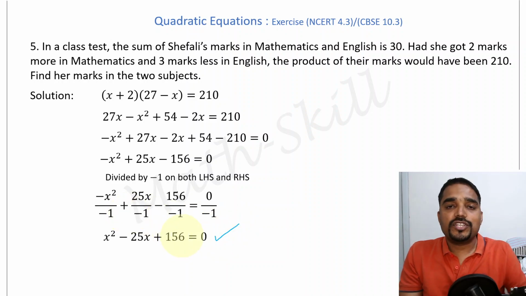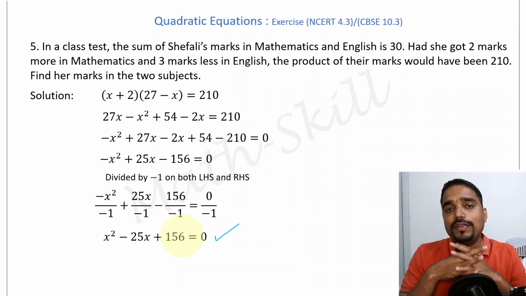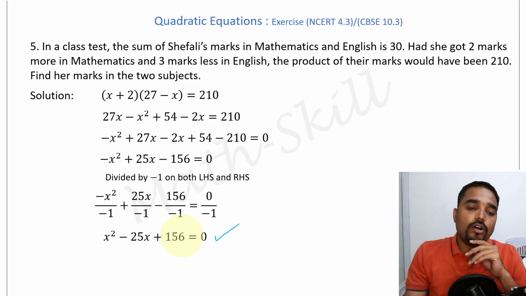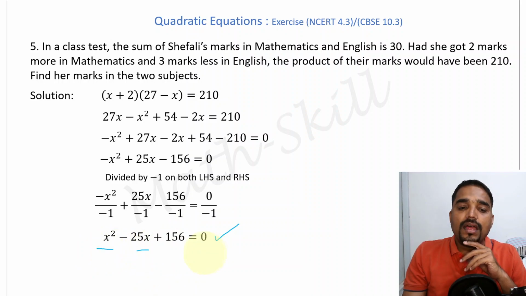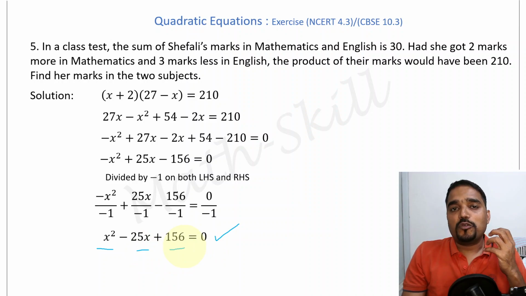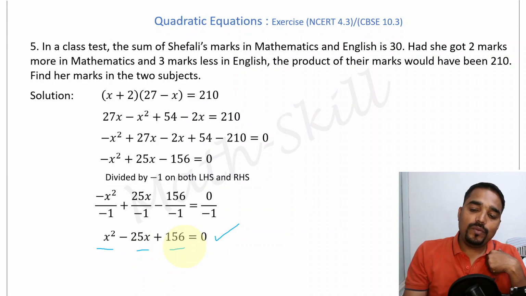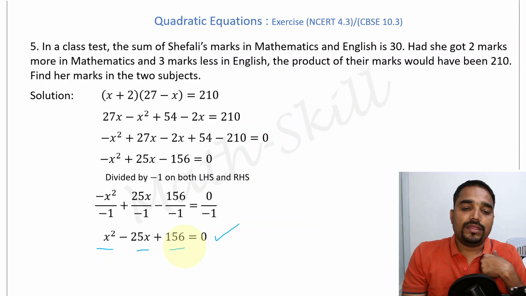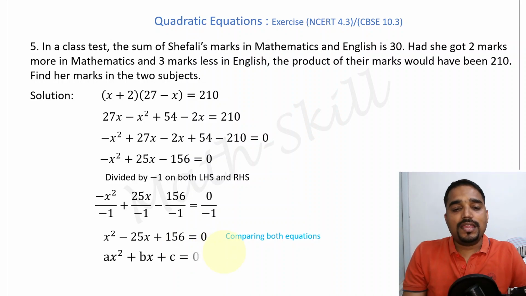Now this equation cannot be simplified further, as we have three terms in terms of x square, 25x, and also the constant term, which are unlike terms and cannot be simplified further. So on comparing this with the standard form, we see that it is looking like the standard form of a quadratic equation, which is ax square plus bx plus c equals 0.